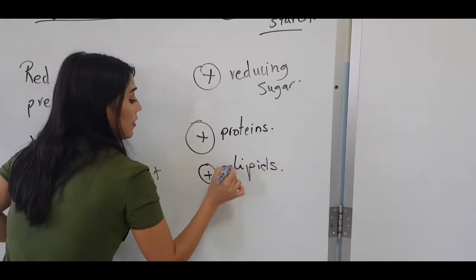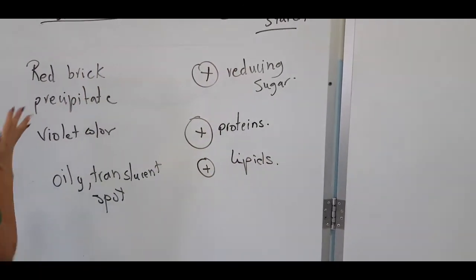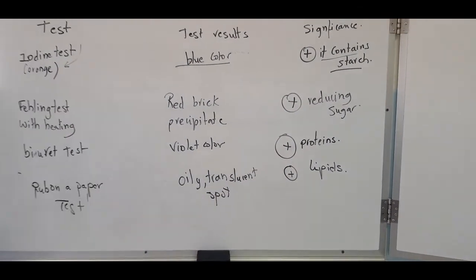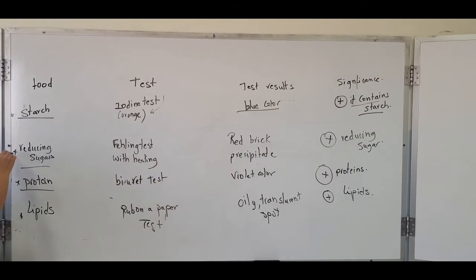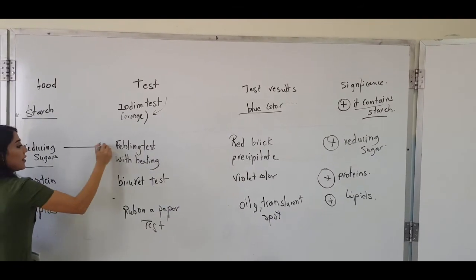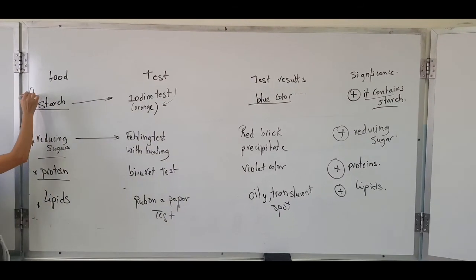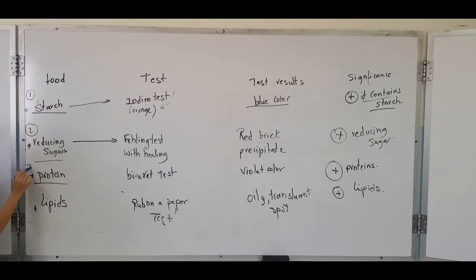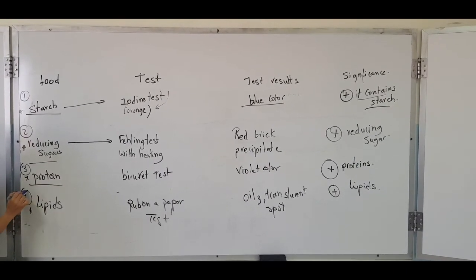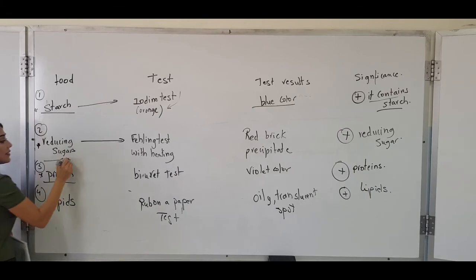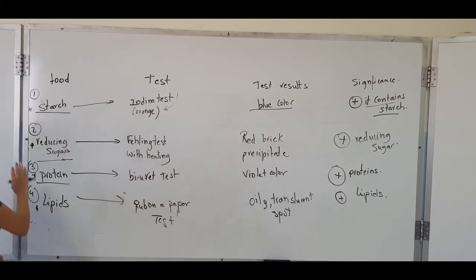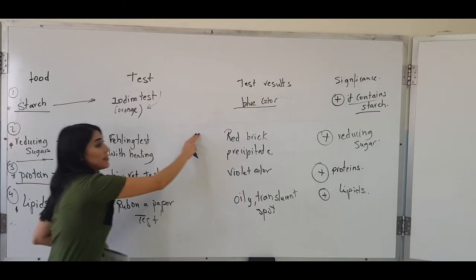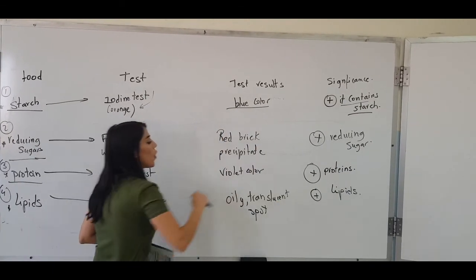I will send you the paper with the test, with the course. You need to memorize each test to the food by order. So 1 starch, 2 reducing sugar, 3 protein, 4 lipid. These are the list of organic food and their test. So you need to memorize the test as well as the result, if it is positive or negative.